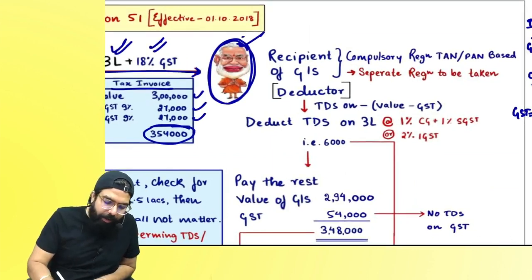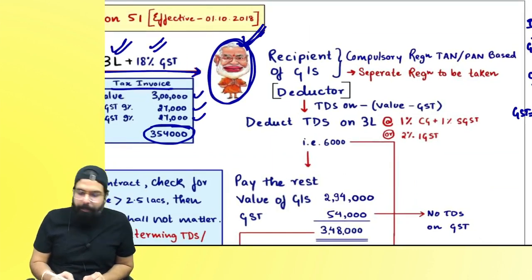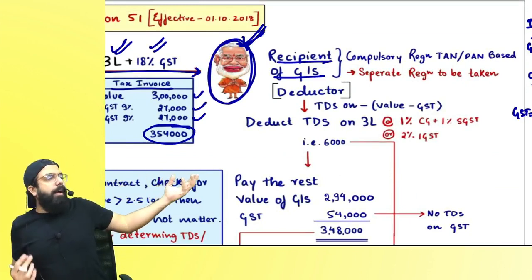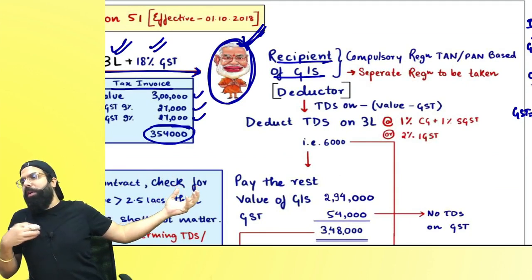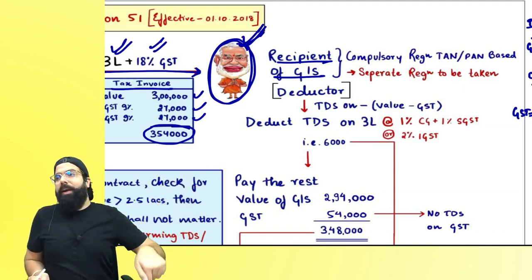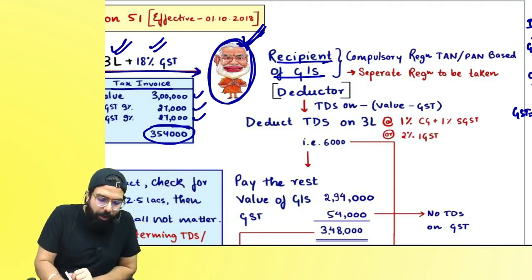Always remember the government department is the recipient of goods and service. The government has told the government department, I want to trace these people who are supplying to the government department, hence the government department has to deduct TDS and give it to the government. So what will the government department do?